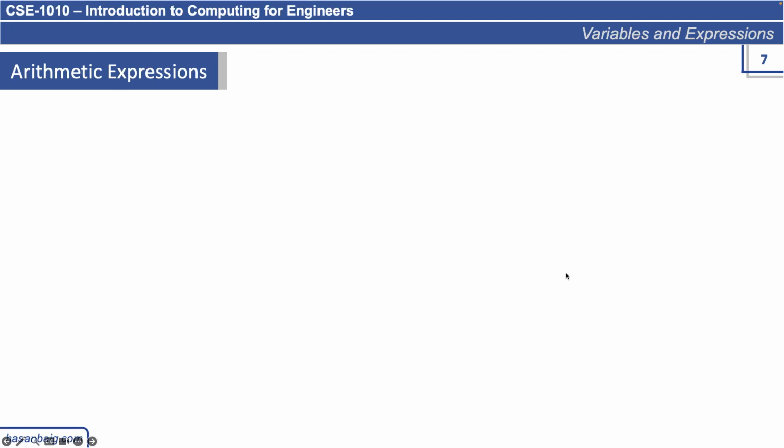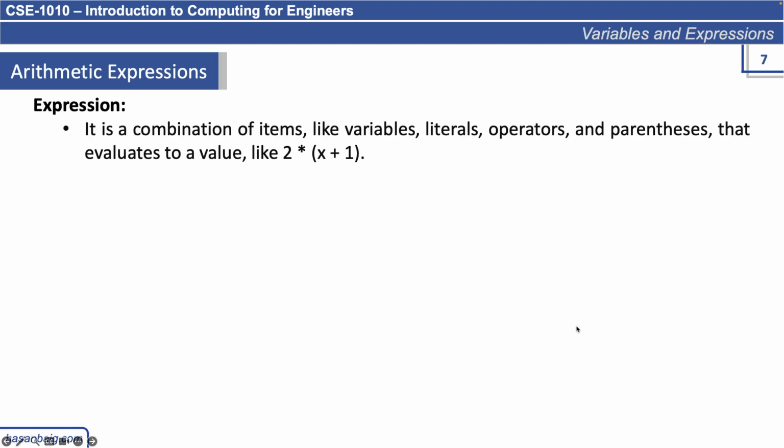Okay, so we have to now talk about the arithmetic expression. An expression is a combination of items like variables, literals, operators, and parentheses that evaluates to a value. For example, 2 times x plus 1 is an expression. A common place where expressions are used is on the right-hand side of an equation. There is a typo here, it's an equation.